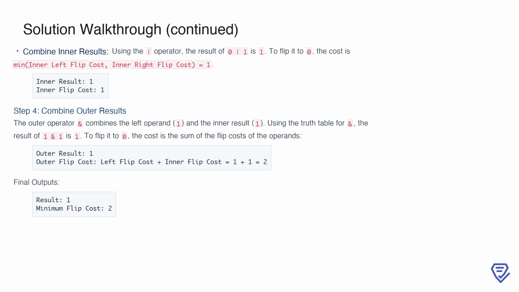Returning to the outer expression, we now combine the left operand 1 and the inner result 1 using the outer AND operator. From the truth table, 1 & 1 results in 1. To flip this result to 0, we need to flip both operands, which requires adding their flip costs, 1 plus 1, resulting in a flip cost of 2. Therefore, the final result of the outer expression is 1, and the minimum cost to flip it is 2.